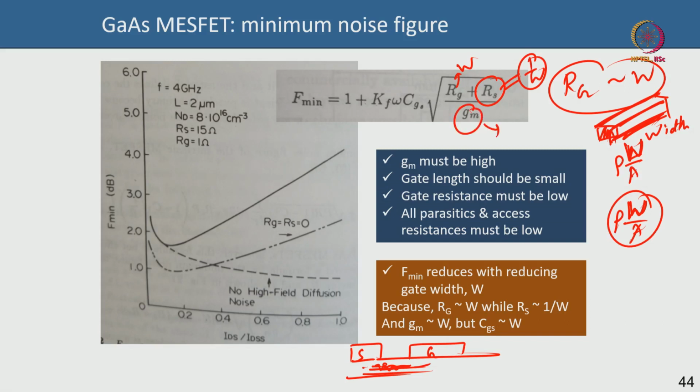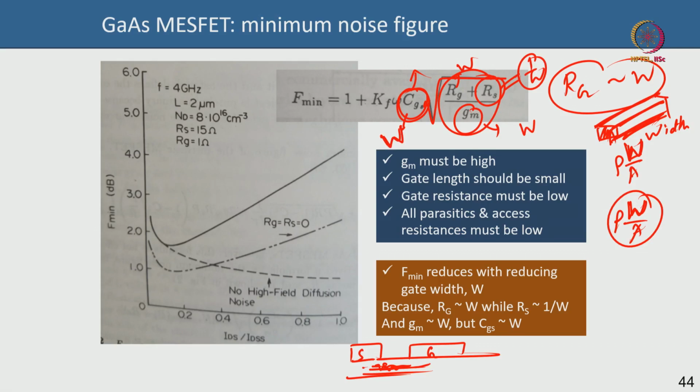However, GM goes as W, which means if you have a higher W, your GM will become high. A higher GM is always desirable for low noise. However, the CGS, the gate source capacitance, also goes as W. This is outside the square root, so this term will dominate over the other terms. So if W increases, your capacitance also increases.